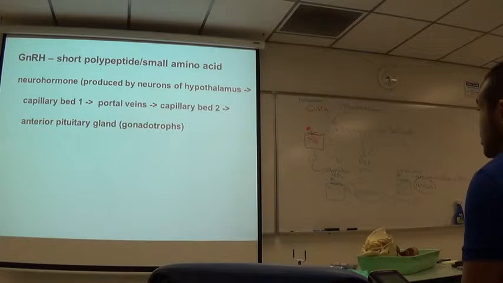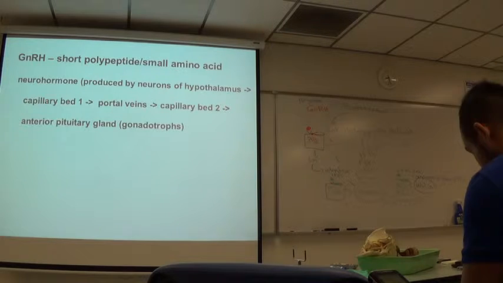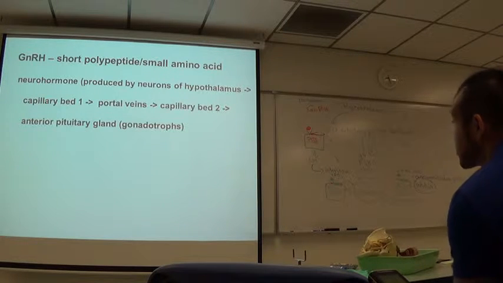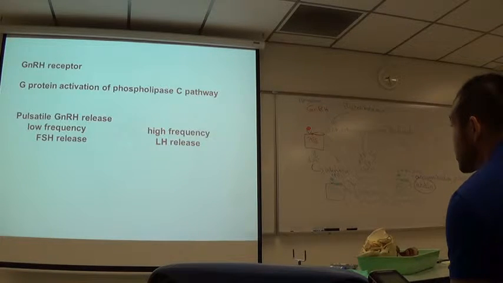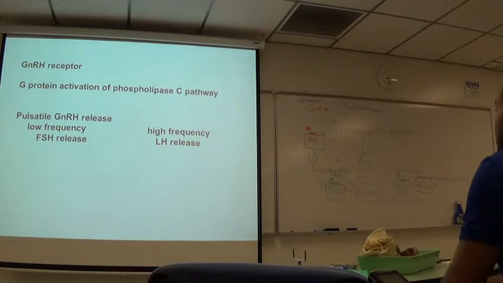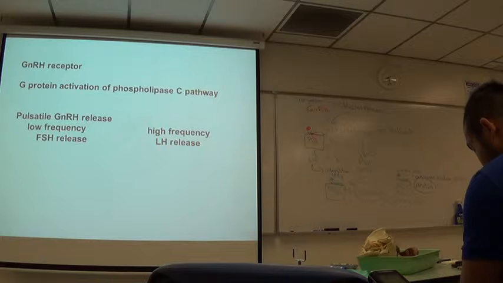So this is just a review of what we talked about. So we have the GnRH. Goes through capillary bed 1 to the portal veins to capillary bed 2. Binds to receptors in the anterior pituitary. And activates the phospholipase C.